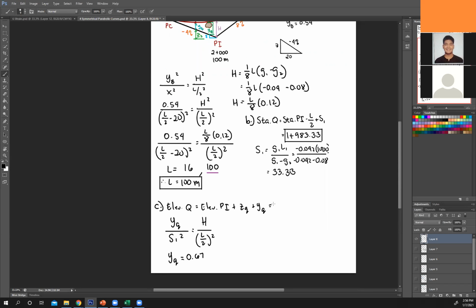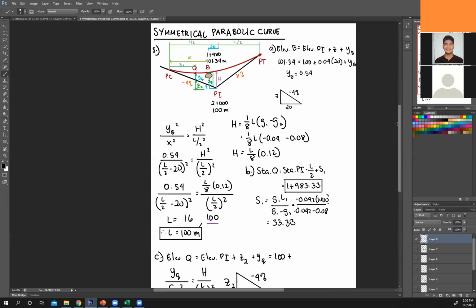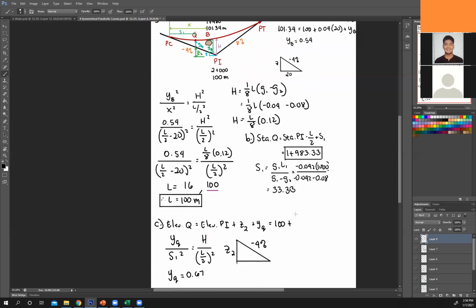So now, solving that, this is 100. Plus, solving for ZQ, again, that's a right triangle. So this is your Z2, not Q. Z2, this is 4%. What is the length of that? The length of that is this, and that's just L over 2 minus S1.